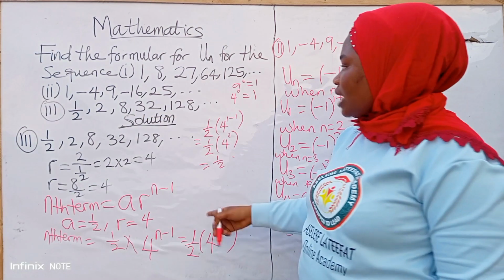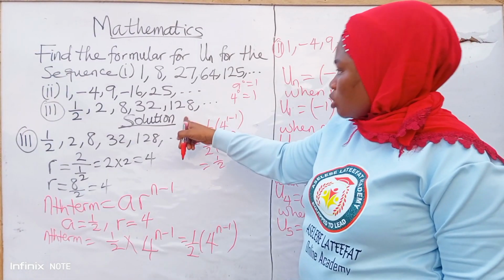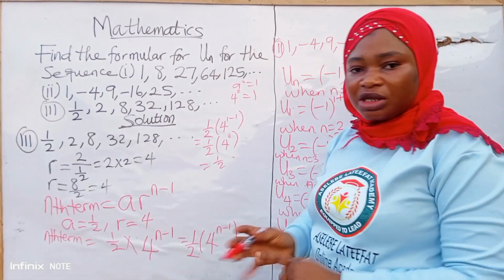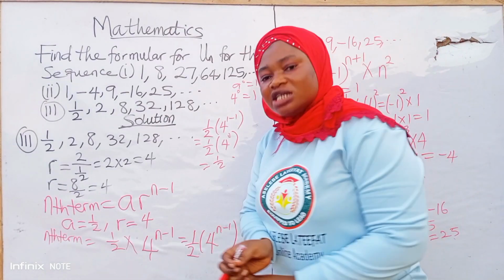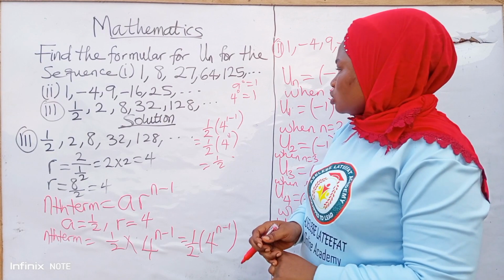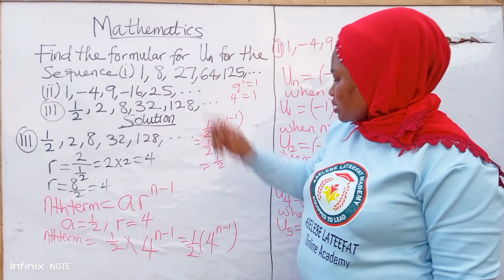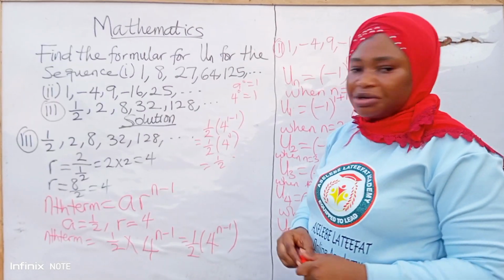Please try and check if everything is correct. Check for when n is equal to 3, when n is equal to 4, and when n is equal to 5, and let's see whether this thing is correct.